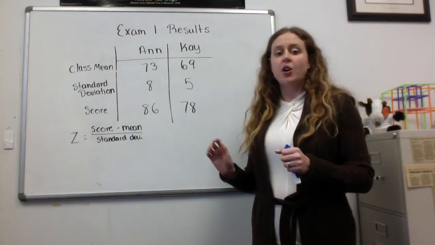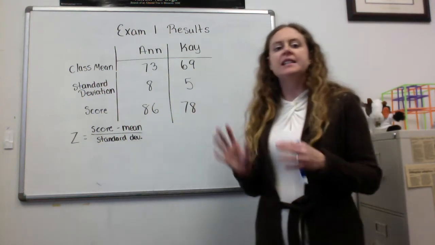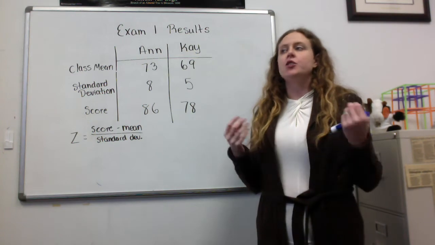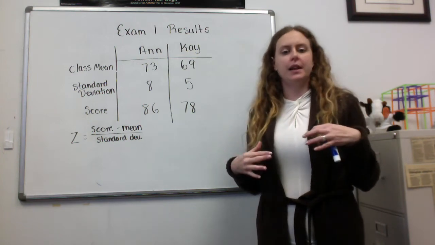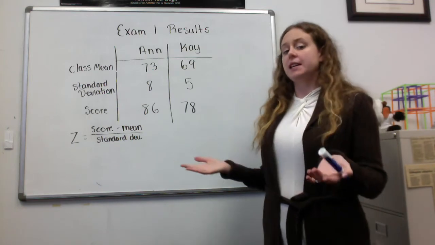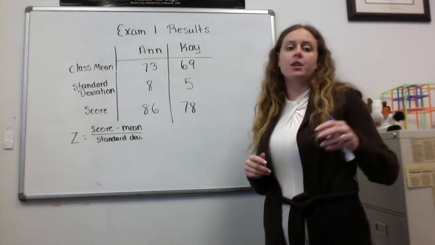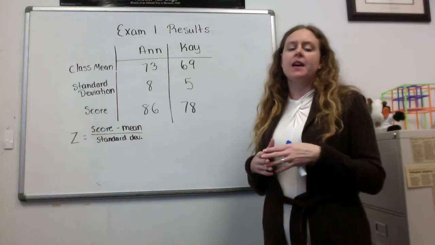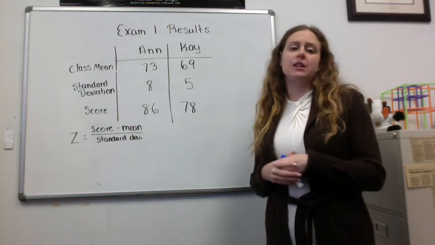Now we're going to talk about what's called the z-score. A z-score is used to compare two sets of data that are not really related. So in this case, I have Ann and Kay. They've both taken exam 1 in their math classes, but one of them might be in college algebra and the other one might be in contemporary math, and they want to see who did better.